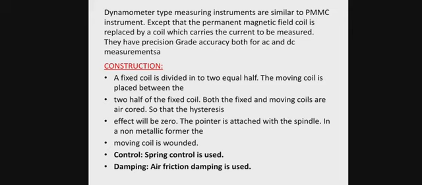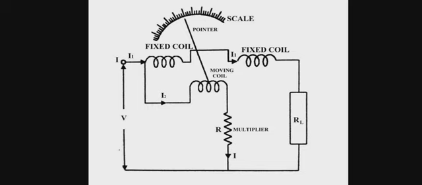The controlling method in this system is the spring control method, and air friction damping is used in this type of instrument. This diagram shows the construction diagram of a dynamometer. Then we are going to discuss its working principle.